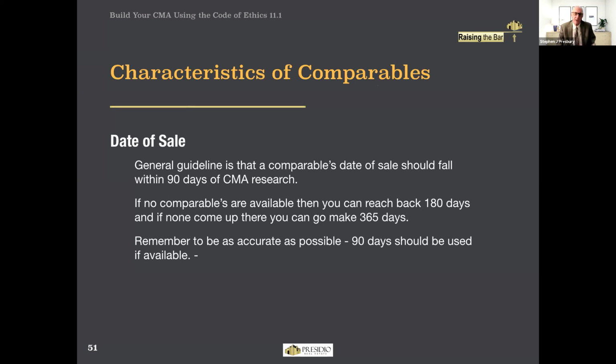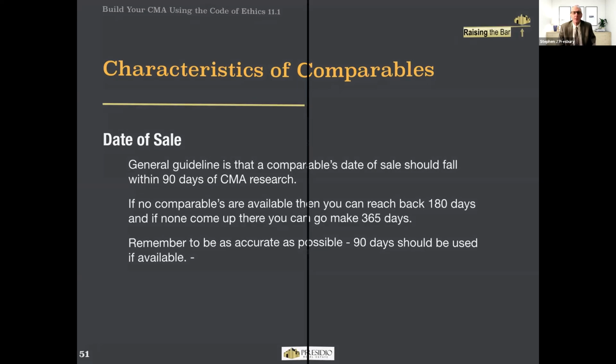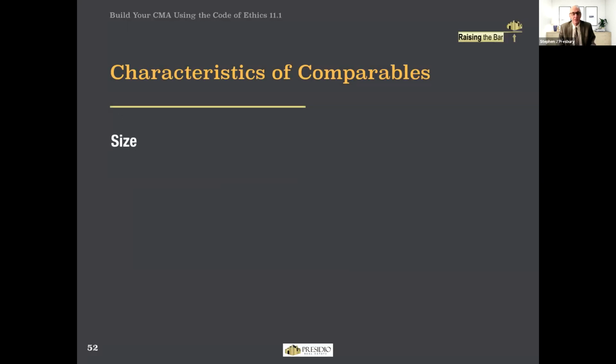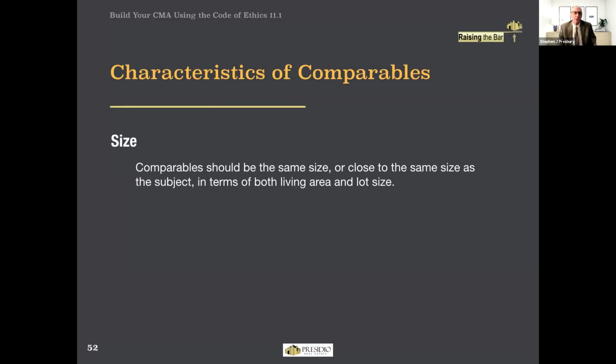We try and do what the ideal is first before we bring in the exceptions. So date of sale is important. Now we move to the size of the property. Comparables should be the same size, of course, or close to the same size as the subject in terms of both living area and the lot size. That makes a huge difference. A big house on a big lot is definitely going to be a different price than a big house on a small lot. So make sure we get both those sizes locked in there.